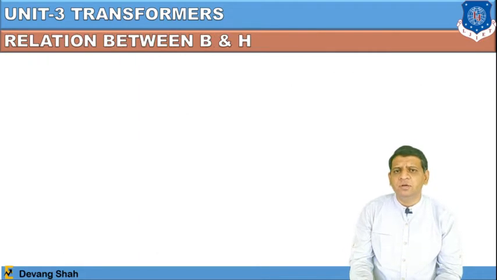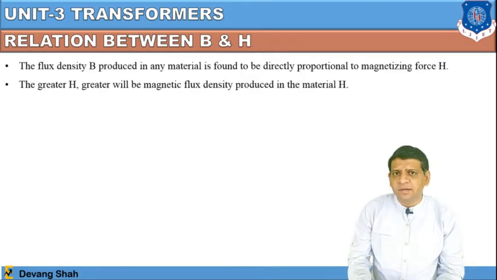Let's understand further the relation of B versus H. What is B? B is the magnetic flux density, and H is the magnetic field intensity. In a magnetic circuit, once you apply an AC signal, a current flows through the inductor, and that inductor produces a magnetic flux around it. That magnetic flux divided by unit area, if you find it, becomes the magnetic flux density.